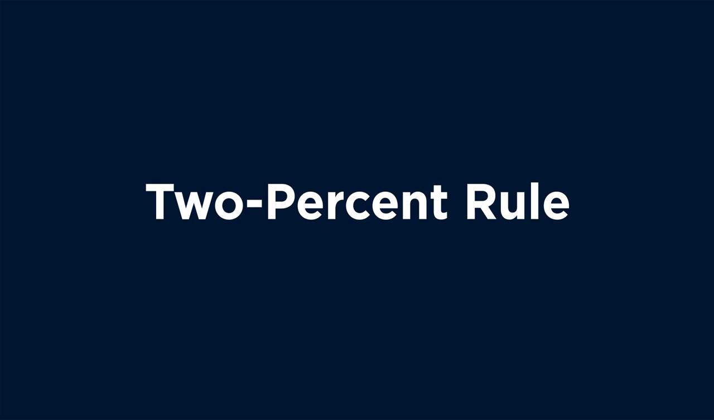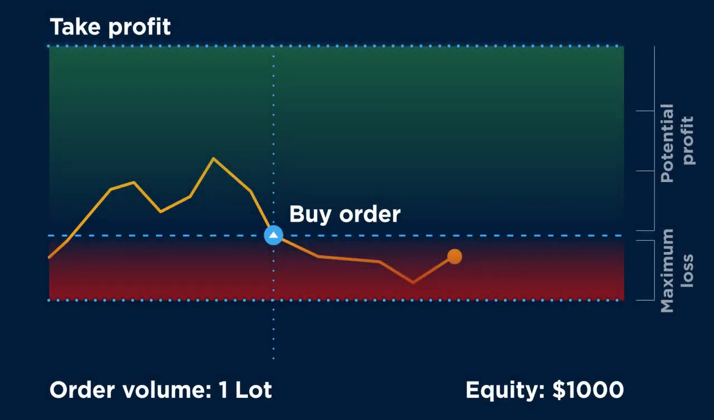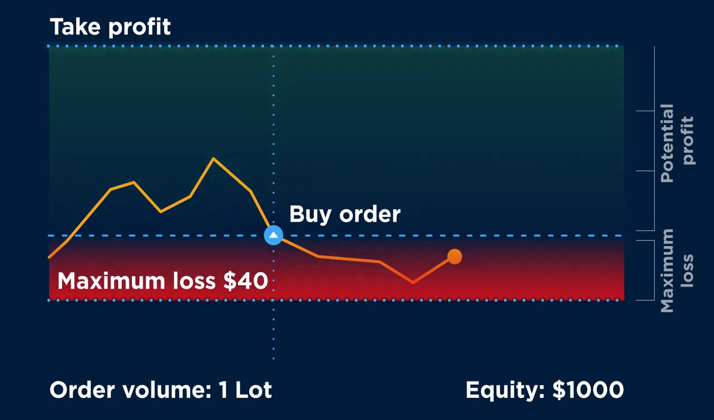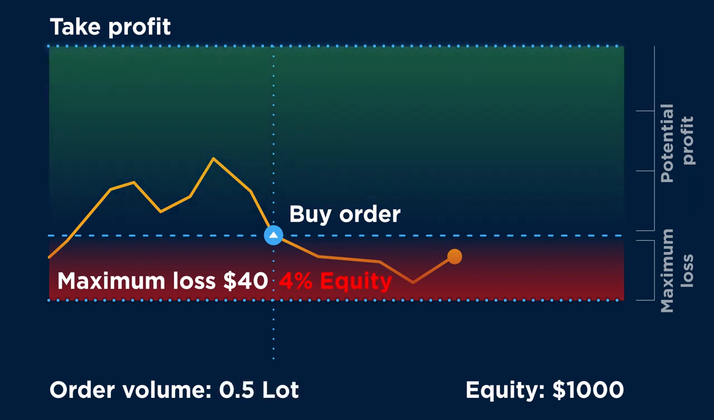2% rule. Maximum allowable losses on your new order may not exceed 2% of your current equity. If you can see that the maximum level of losses on the order you're about to open may amount to more than 2% of your equity, you need to decrease this order's volume, lower the number of lots. This rule allows you to preserve the major part of your investment even after a series of drawdowns.